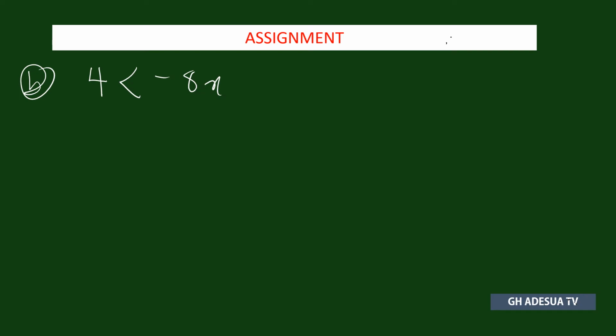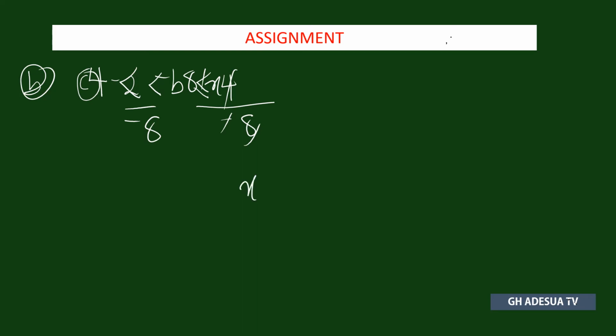Now the next question says 4 is less than negative 8x. Outrightly you realize that negative 8 is interfering with the x. So you need to divide both sides by negative 8. The negative cancels, the 8 cancels. You have x standing alone.